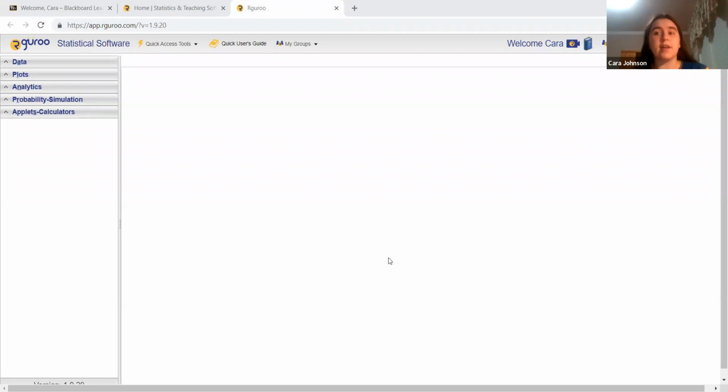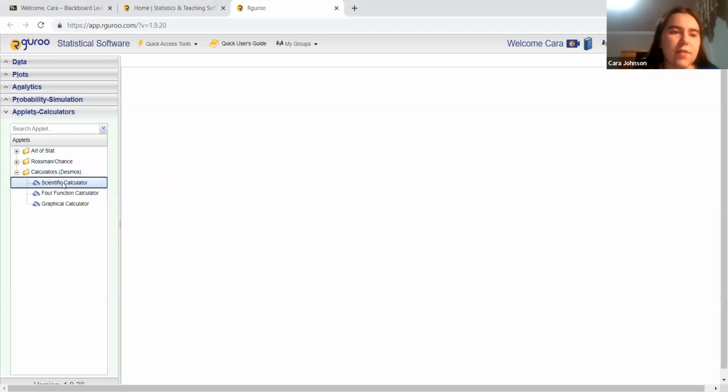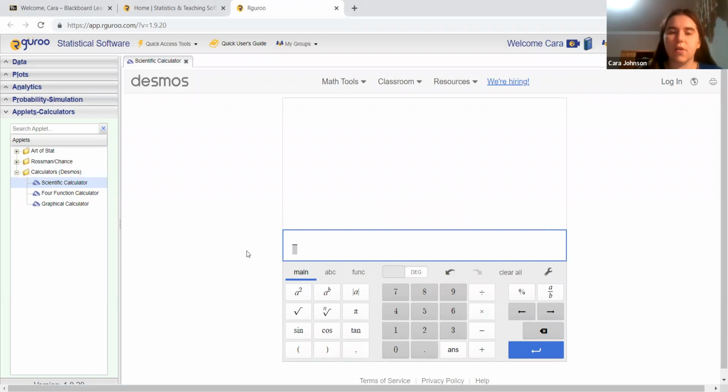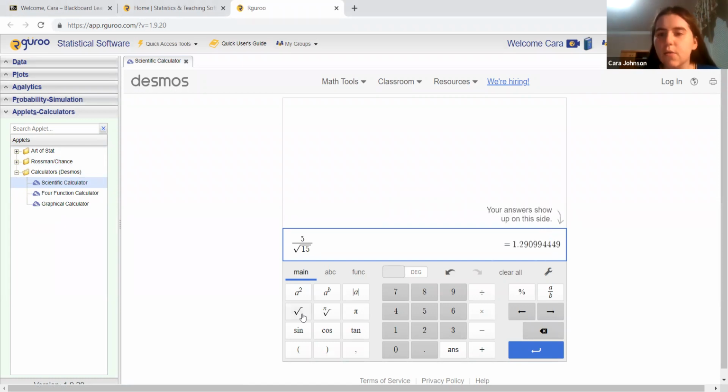The additional step that we have to do here is get our standard deviation, because it will not take it as 5 over the square root of 15. We have to get a decimal. So to do that, I'm going to go under the Apps tab and the Desmos Scientific Calculator, and get my standard deviation from here so I can type it in on the probability tab. I'm going to do 5 over the square root of 15, which gets me 1.290994449. Now I'm not going to round that. I'm going to keep that as is.